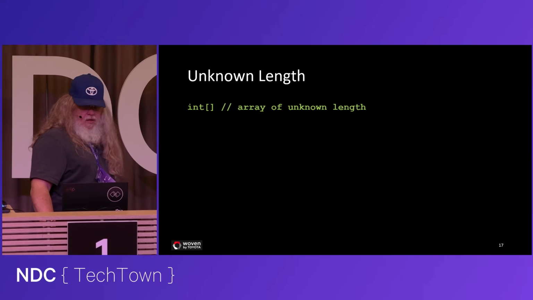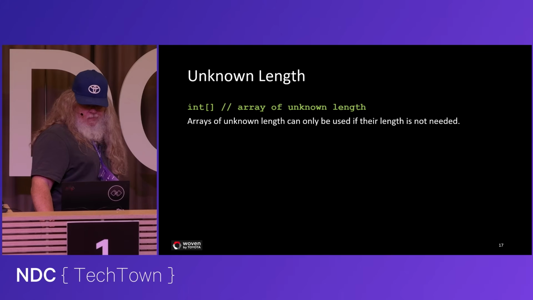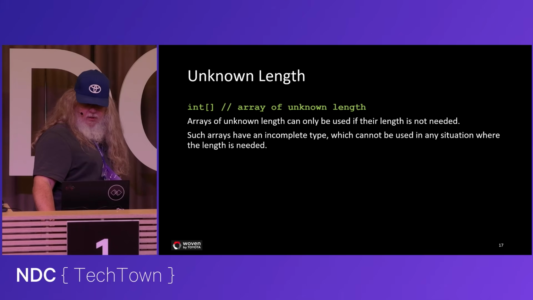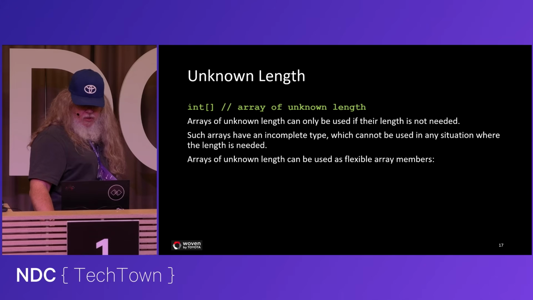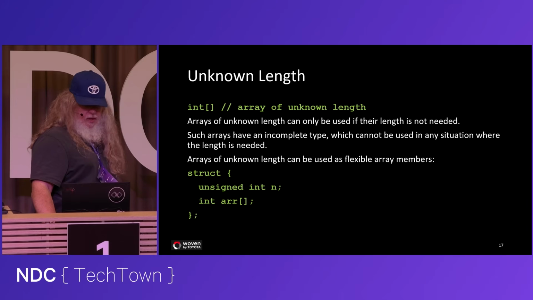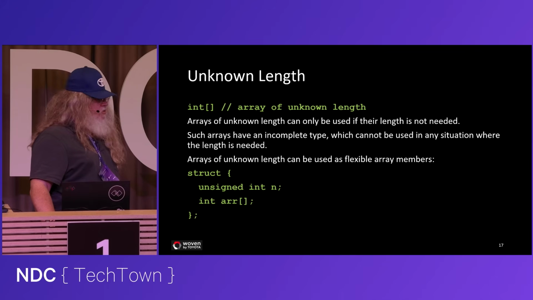And finally, we can have an array of just unknown length. So there's just nothing between the brackets. So arrays of unknown length can only be used if their length is not needed. This is an incomplete type, so this can't be used in a situation where the length needs to be known. One application of these are in flexible array members, right? So you can have an array at the end of a struct where you basically dynamically allocate the storage for that at runtime.